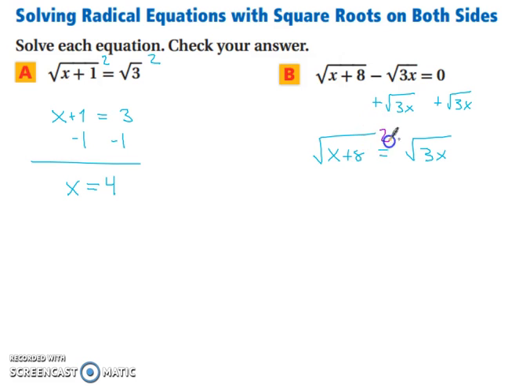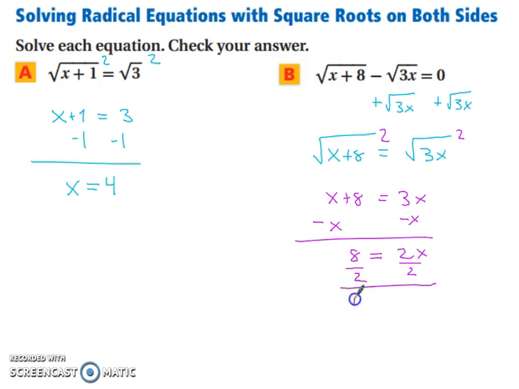Now we can square both sides, and we end up with x plus 8 equaling 3x. We want to solve for x, so we're going to subtract x from both sides, and we're going to have 8 equaling 2x, and then we'll divide by 2 and end up with 4 equals x.